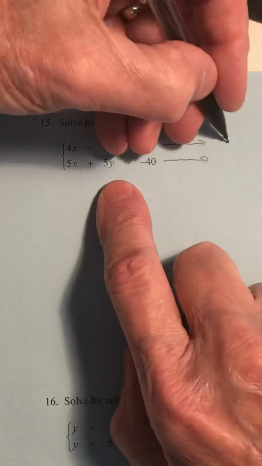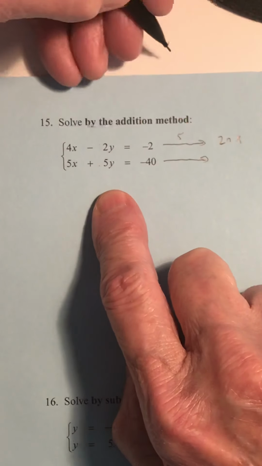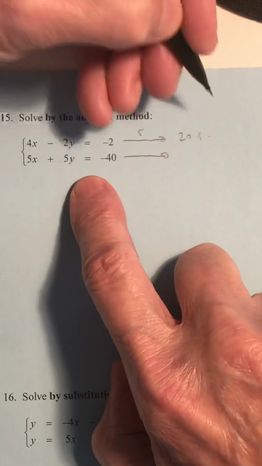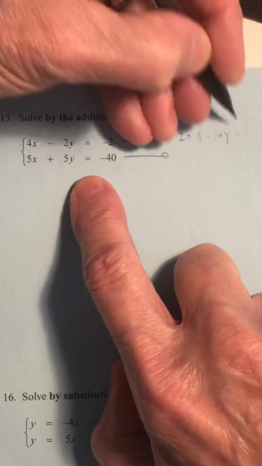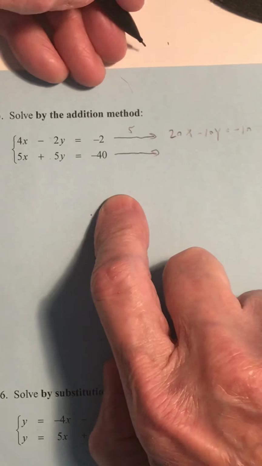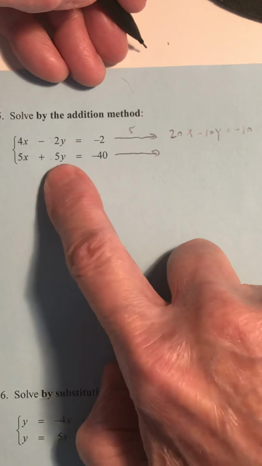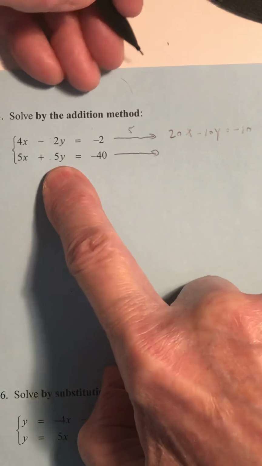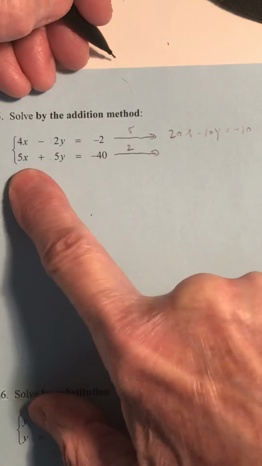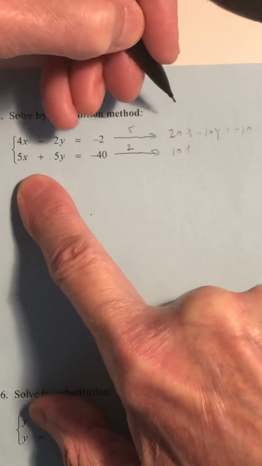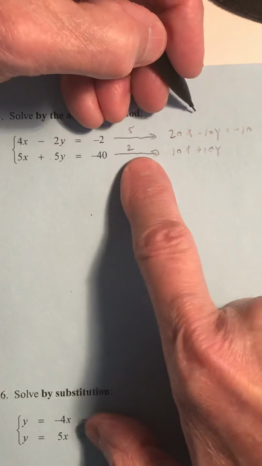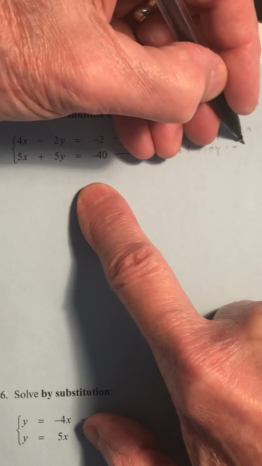And as I do that, I'll get 20x minus 10y equals minus 10. Okay. And then down here, I want the opposite in the y column. I want this to be a positive 10. I need to multiply it by 2. If I multiply everything by 2, I get 10x plus 10y, see there's the opposites that we want, equals negative 80.